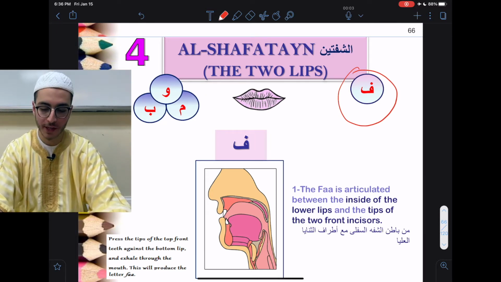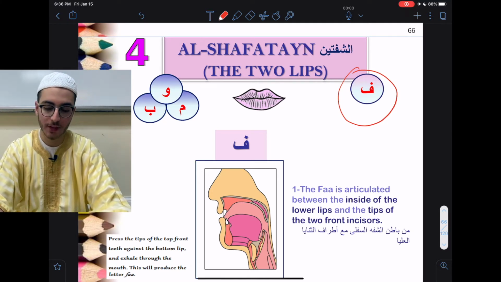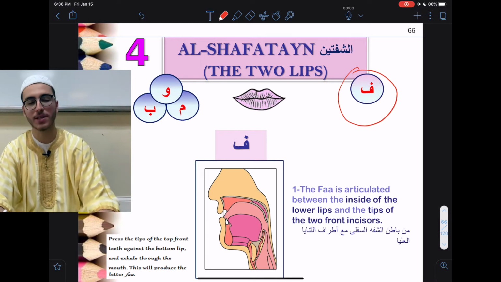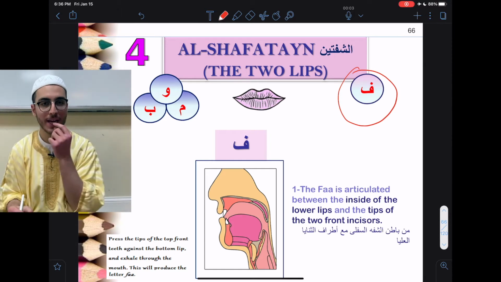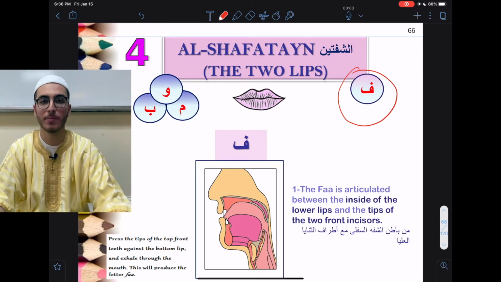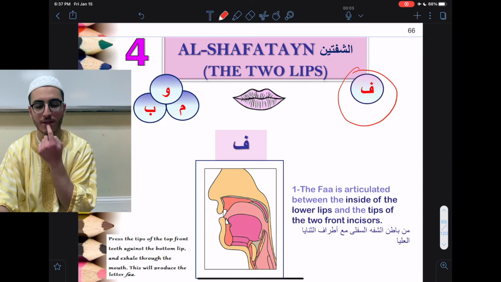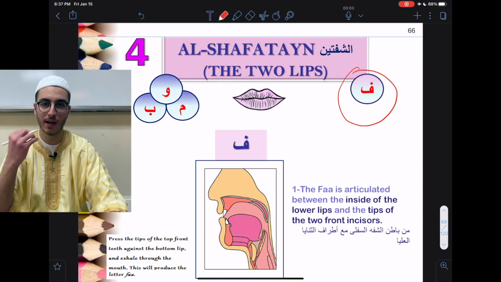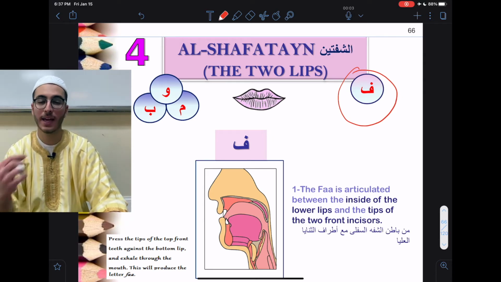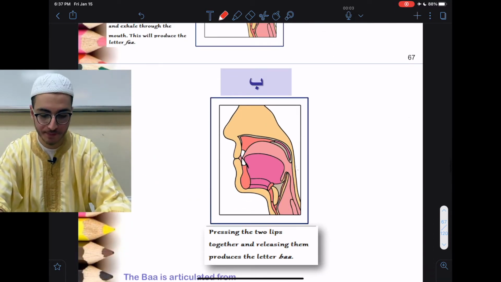So fa, where do you pronounce fa from? Fa is articulated between the inside of the lower lip and the tips of the 2 front teeth. Basically, your top front teeth, the edges, should be on the inside of your bottom lip. F. Some people pronounce fa like an F in English, with their teeth on their lip, but you don't get that crisp hams, that airflow. So it has to be on the inside of your bottom lip. F. Okay? So that's in its own makhraj.